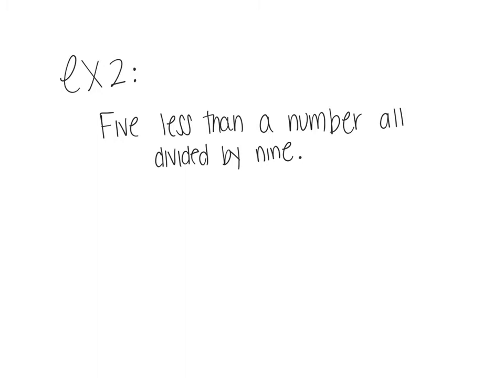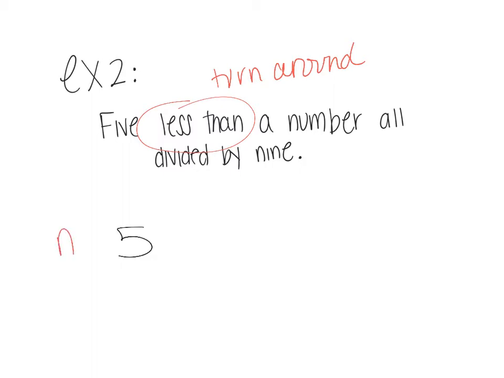Okay, next one, 5 less than a number, all divided by 9. So I'm going to take it piece by piece. 5 less than a number. Well, if you look back at the previous chart, less than is one of my turnaround words. So I'm going to actually have to flip the order. So in the question, it says 5 less than a number. That would be 5 and n. Turnaround means I'm going to flip it. So I'm going to put my n up front. n minus 5, 5 less than a number, all divided by 9. So I have n minus 5 divided by 9. And again, that is because less than is one of my turnaround words.